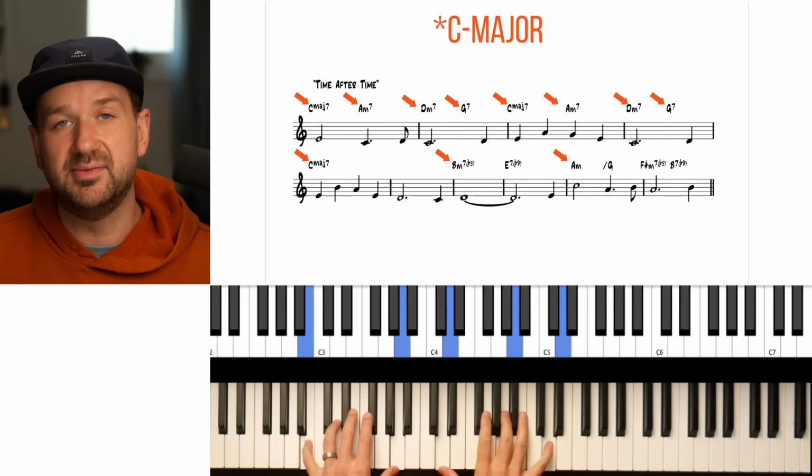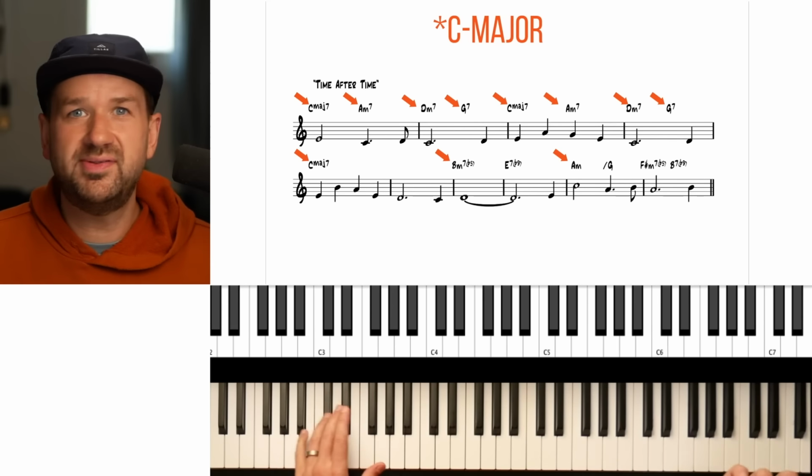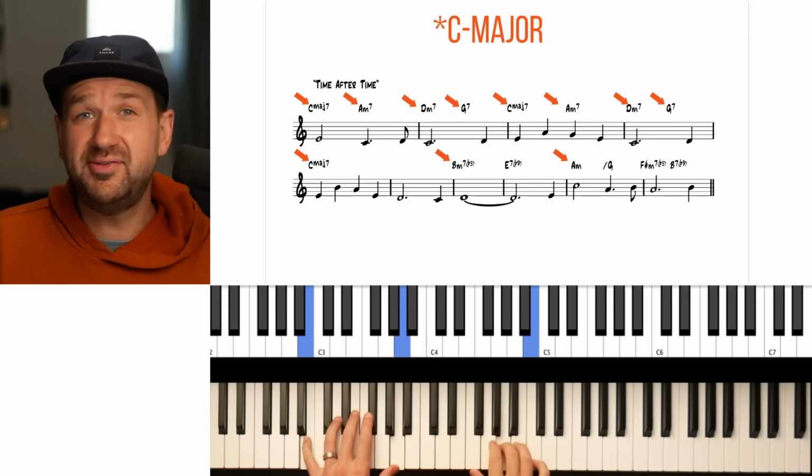Even when we get to the B minor 7, that's Locrian. No reason to go natural 2 there. Locrian's a beautiful scale.